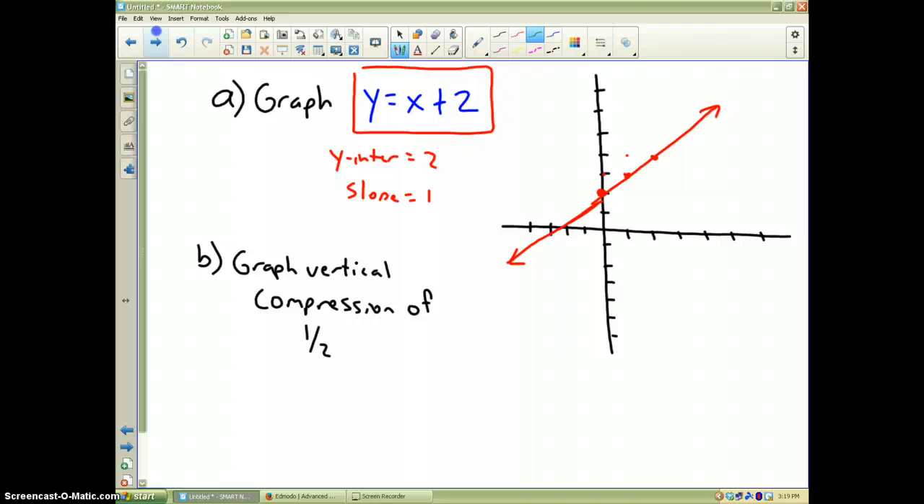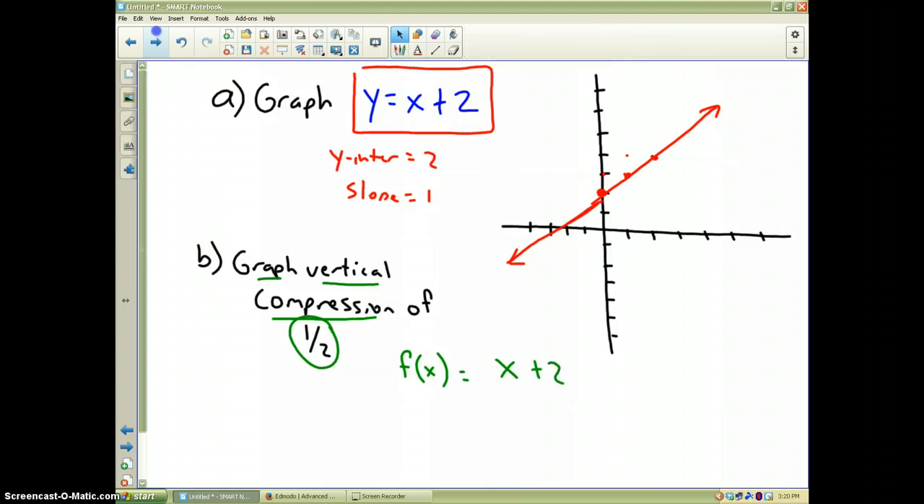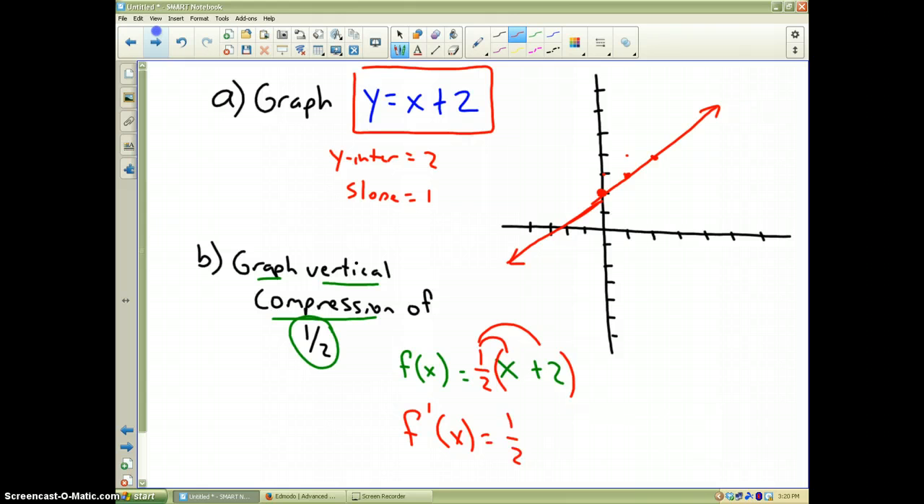Now, I want to graph the vertical compression of that function by a factor of a half. How do you do that? Well, you take the function f of x, which is equal to x plus 2, and you multiply the entire function by the a value, which is a half. So that means I have to distribute this. My transformed function, which I'm going to call f prime of x, is equal to half x plus 1.